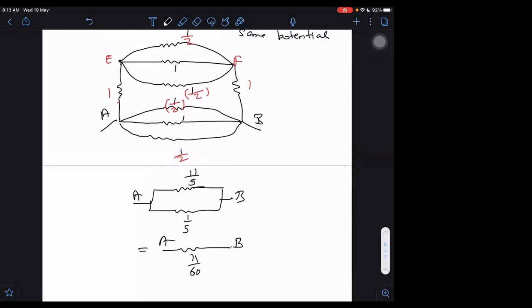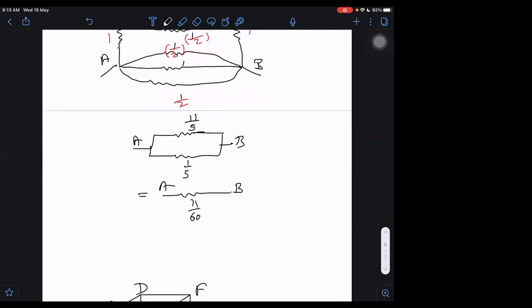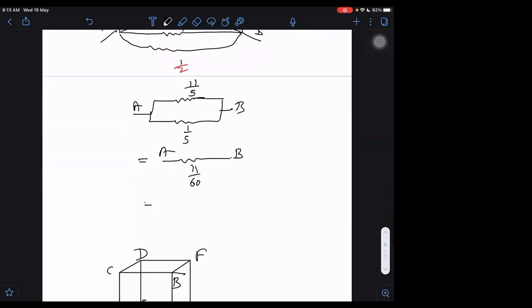Again into 24, no, sir? Into 24. You have that book. We know that this was actually R, so it is 11 by 60 R, and R was equal to 24. So we are getting resistance finally as 22 by 5. 22 by 5.